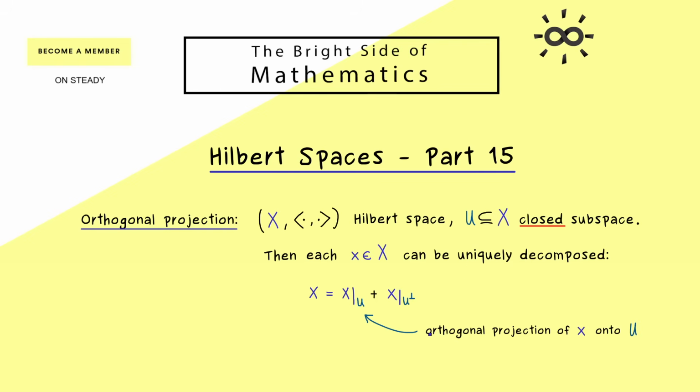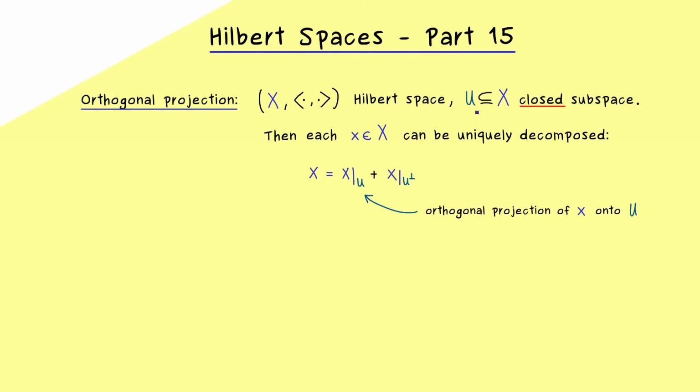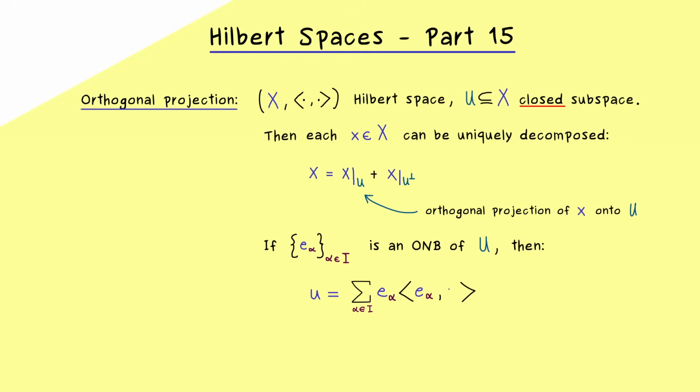And now a nice result from Parseval's identity is that we can easily calculate this orthogonal projection if we have an ONB of U. And as usual, we denote these vectors by e_alpha, and they form an ONS in X, but an ONB of U. Which simply means if we consider U as a Hilbert space, then Parseval's identity is satisfied in U. Hence, every vector u in U can be written as an infinite sum of the ONB. This formula is equivalent to Parseval's identity as we have discussed it in the last videos.